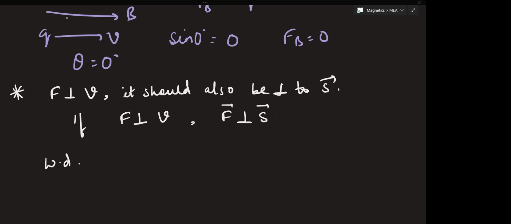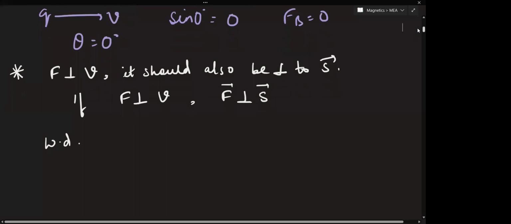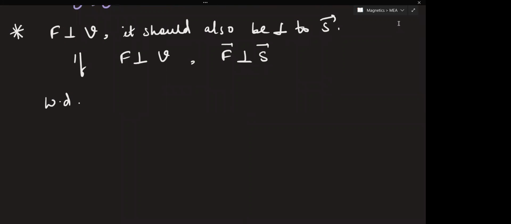Force and displacement are related with work done. Yes, Salman, answer. If force and displacement are perpendicular to each other. No idea, Salman? Khalid? F s cos 90. Yes, F s cos 90.